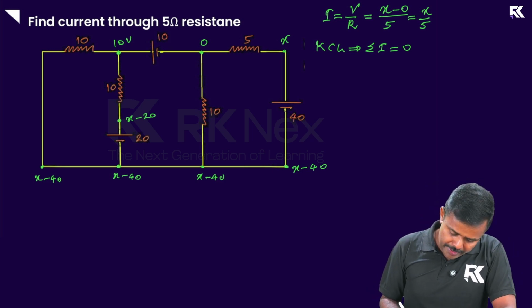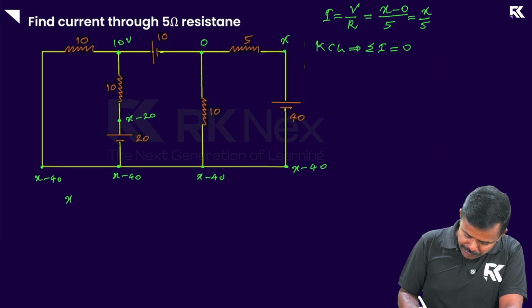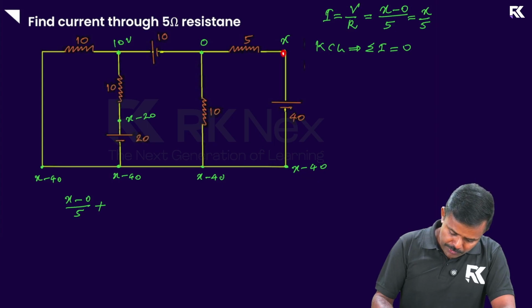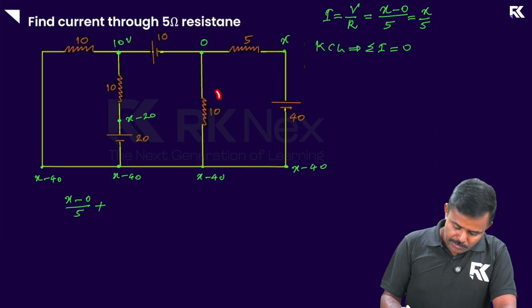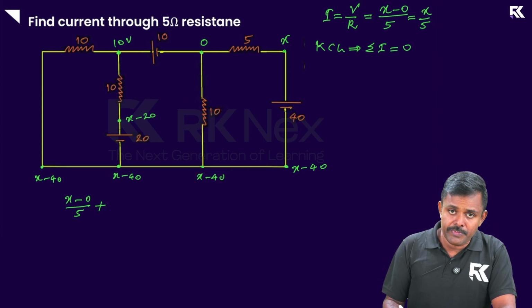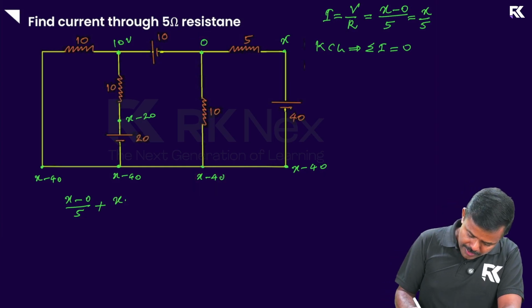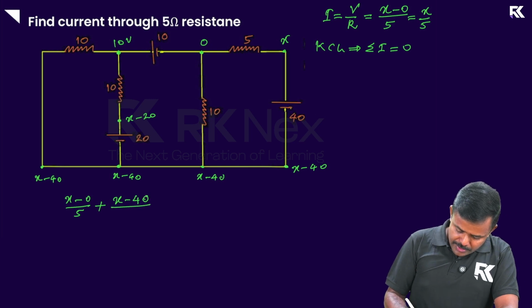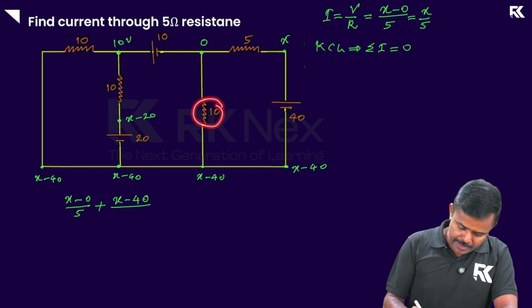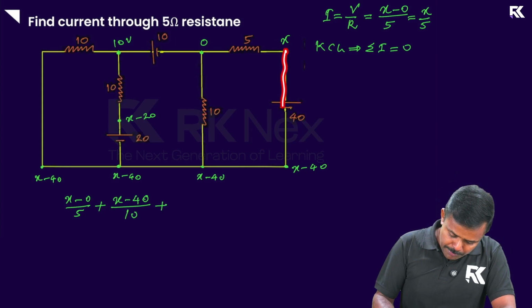So let us do that now. First current: potential difference is x minus 0, resistance is 5. So that is my first term, x minus 0 divided by 5, plus. Now for this part, x minus 40 is the potential of this point, and 0 is the potential of this point. So the potential difference is x minus 40 minus 0, that is x minus 40 itself, divided by the resistance here, which is 10.